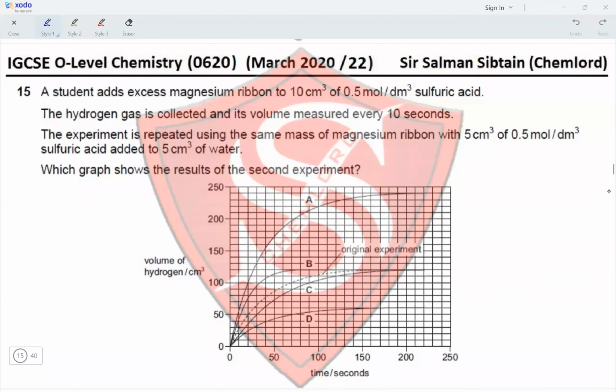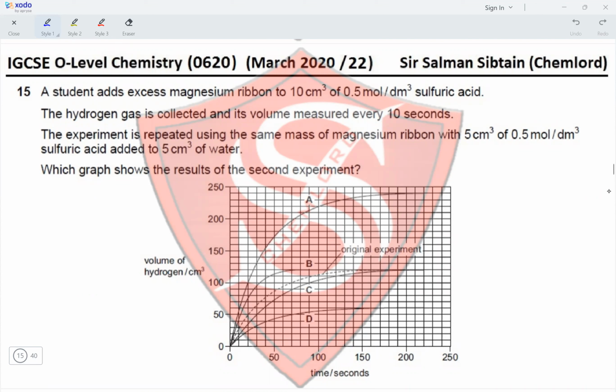Question 15. A student adds excess magnesium ribbon to 10 cm³ of 0.5 mol/dm³ sulfuric acid. The hydrogen gas is collected and its volume measured every 10 seconds. The experiment is repeated using the same mass of magnesium ribbon with 5 cm³ of 0.5 mol/dm³ sulfuric acid added to 5 cm³ of water.